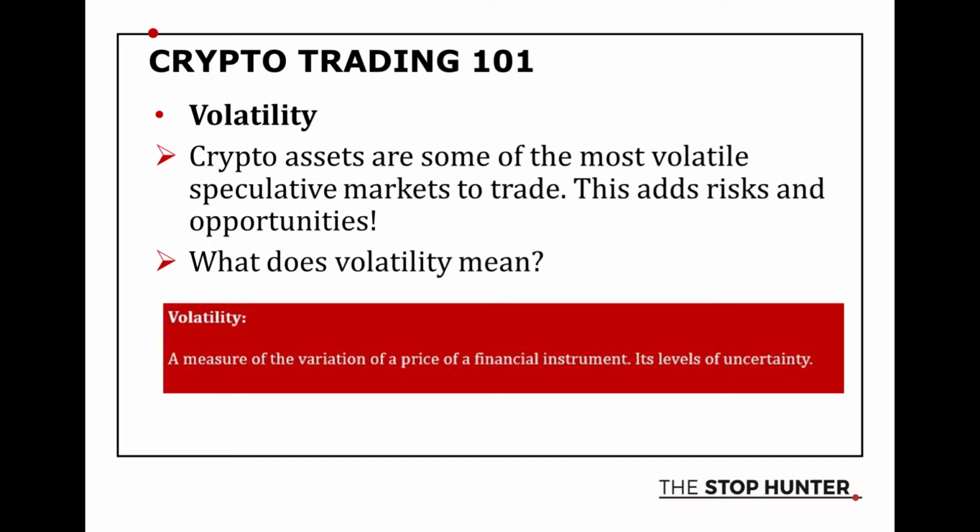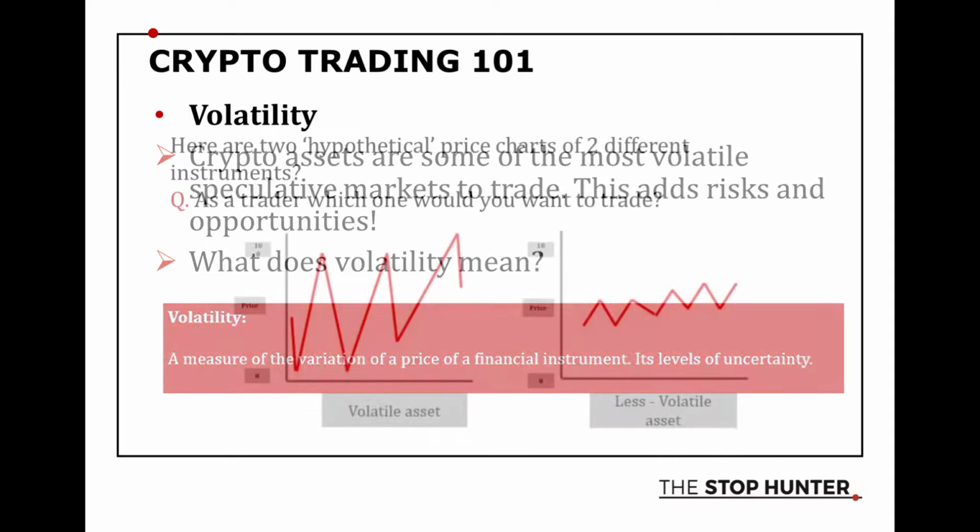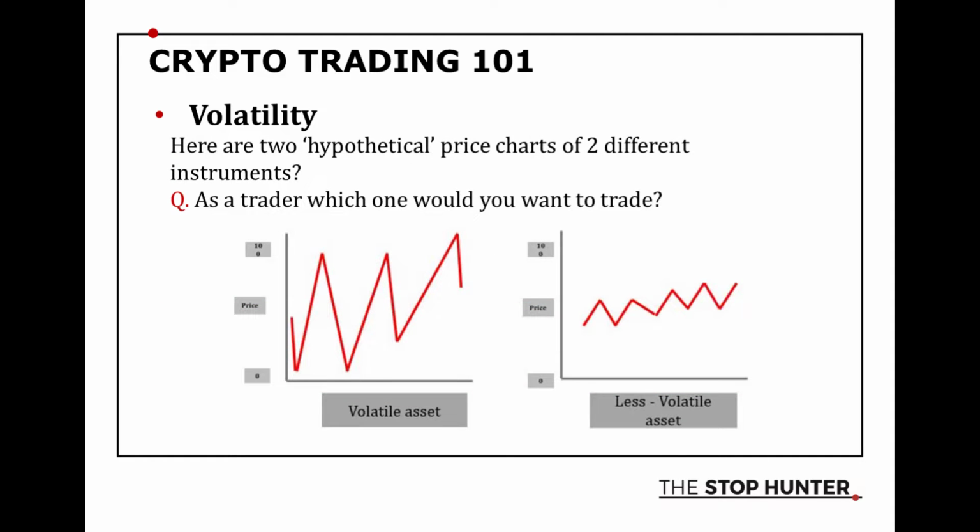Well, it's a measure of the variation of a price of a financial instrument, i.e. its level of uncertainty. So here's a graphical example for you. On the left we have a very volatile asset. Notice how that price bounces up and down a lot. That's like the world of cryptocurrencies.